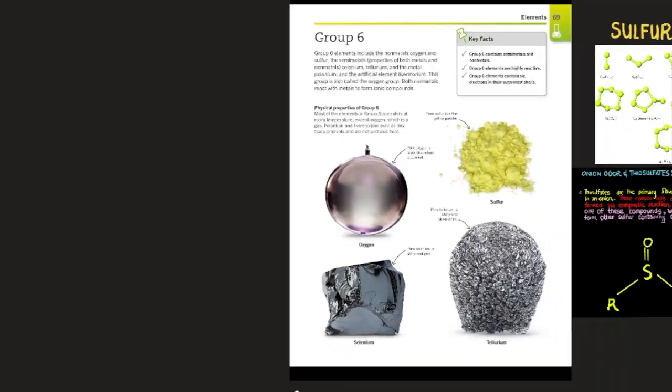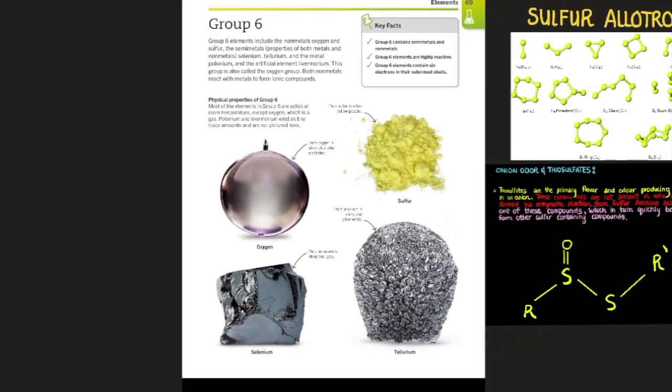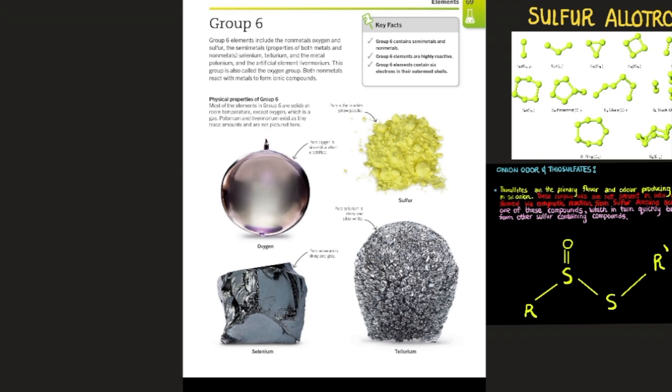Here we zoom in to group number 6. We see that sulfur belongs to group 6. Group 6 elements include the nonmetals oxygen and sulfur, the semi-metals, which have properties of both metals and nonmetals, selenium and tellurium, the metal polonium, and the artificial element livermorium. This group is also called the oxygen group. Both nonmetals react with metals to form ionic compounds, which is why sulfur reacts with both oxygen and other types of metals that it binds to in molecular bonds.